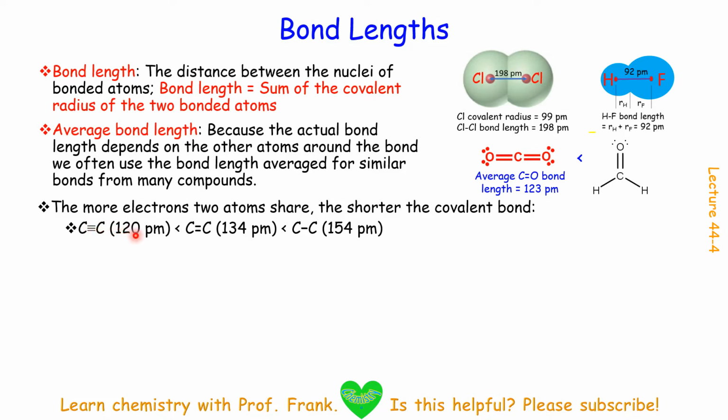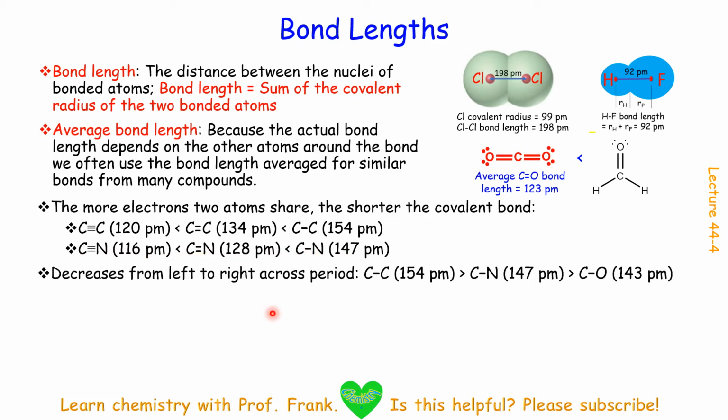and the bond length is the shortest, 120 picometers, versus 134 for carbon-carbon double bond and 154 picometers for carbon-carbon single bond. The same trend is true for CN triple, double, and single bond. Bond length decreases from left to right across a period.